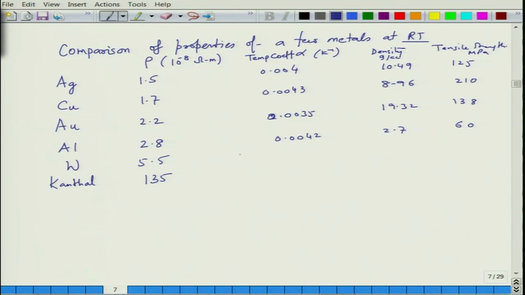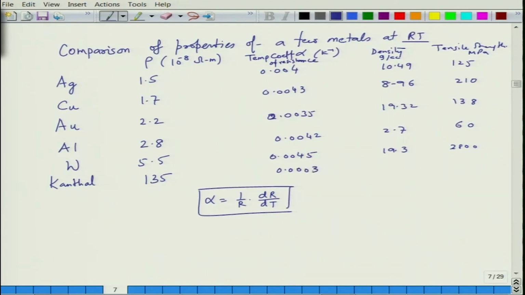Tungsten, on the other hand, which is used in bulbs, has a temperature coefficient of 0.0045, and 19.3 is the density, but its tensile strength is extremely high. That is why we don't use gold, we use tungsten for making the filament. So this is temperature coefficient of resistance, not coefficient of thermal expansion, by the way. You can define alpha as 1 over r into dr over dt. The values for canthal are 0.00003, 7.2, and 800.